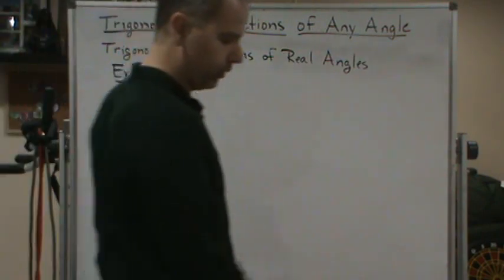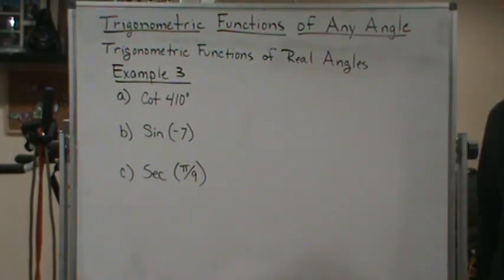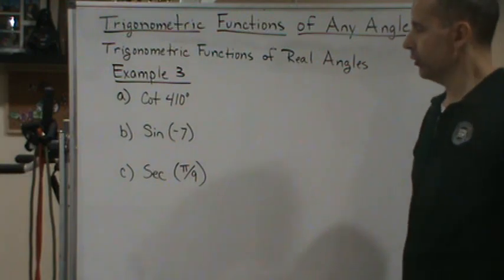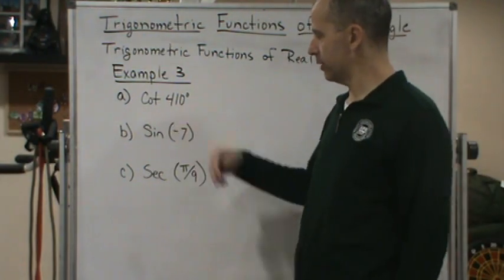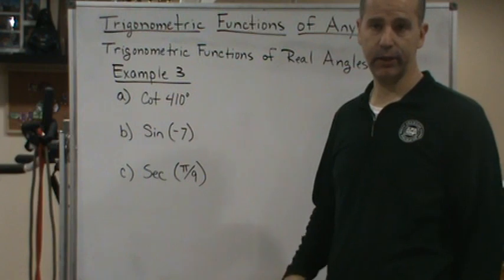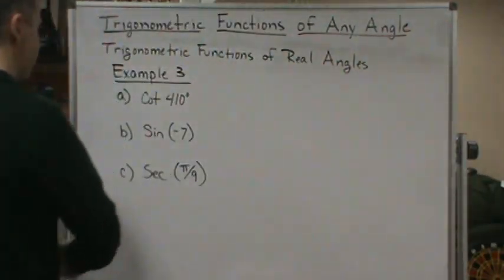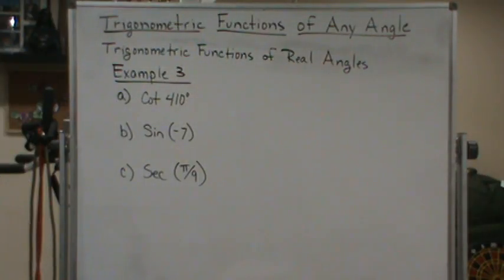All right, now we're going to do another example, but this time we're going to use the calculator. So we're going to find the cotangent of 410 degrees using the calculator. These are the steps that you should take to get it.